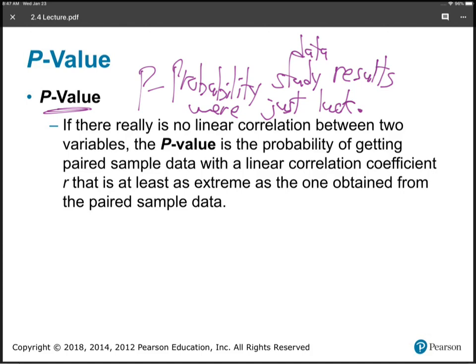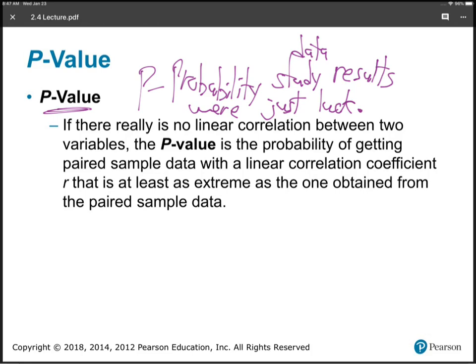Because things can happen luckily in life, right? You get a lucky 20 people, but you probably can't get a lucky 1,000 people. You know what I mean? Does that make sense? And what will tell you that is the p-value. That's the chance, the probability that it was just luck.